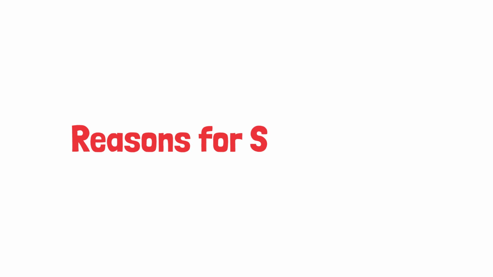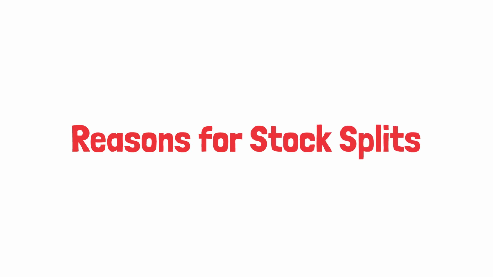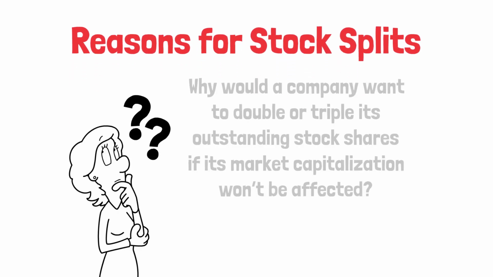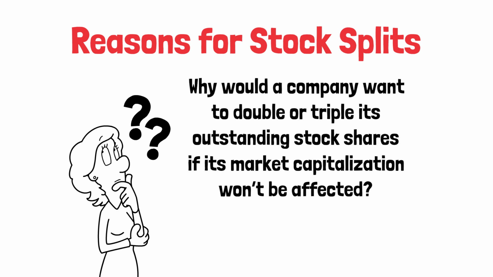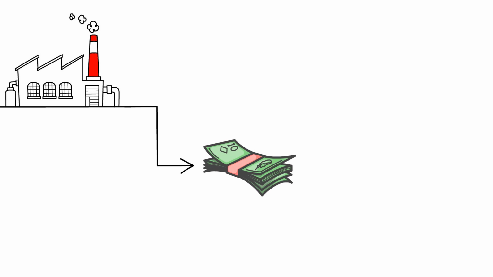Now let's understand the reasons for stock splits. Why would a company want to double or triple its outstanding stock shares if its market capitalization won't be affected? There are a number of reasons for stock splits. However, there are 2 that are most common. The first has to do with perceived company liquidity.